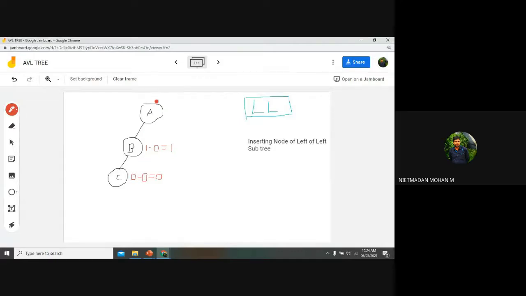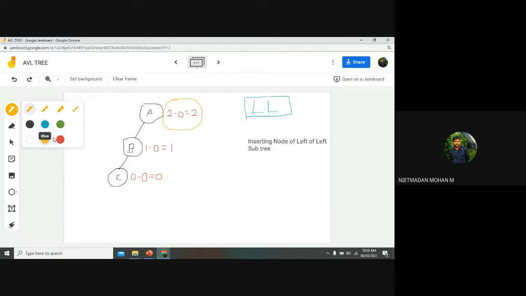So what is the balancing factor of A? 2 minus 0, it will be 2. So now you can see here where the violation has occurred. If your tree structure is like this, with a node inserted in the left subtree, the violation occurs while inserting this C over here. For this, we want to do a rotation that is called LL rotation, to make this a balanced binary tree.